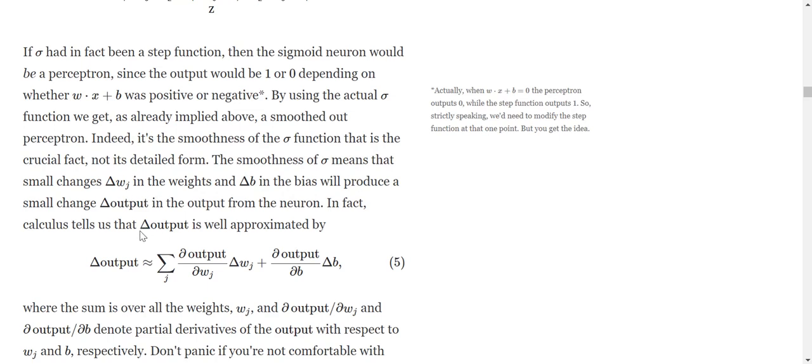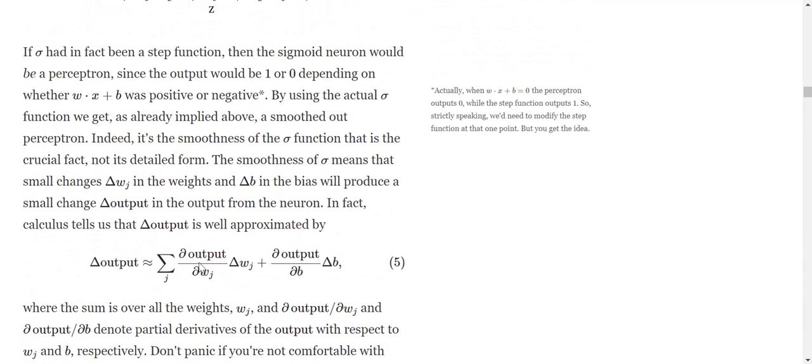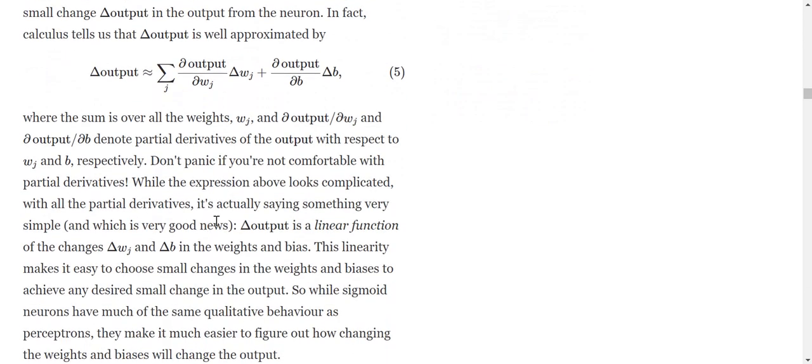In fact, calculus tells us that this output change is essentially the following. So this might seem a bit intimidating, but bear with me, it is not at all. If you have basic experience with calculus, this is very intuitive. So let's just read what they have explained and then go with my explanation. Where the sum is over all the weights w_j, and the partial of output with respect to w_j and the partial of output with respect to b denote partial derivatives of the output with respect to w_j and b. Don't panic if you're not comfortable with partial derivatives.